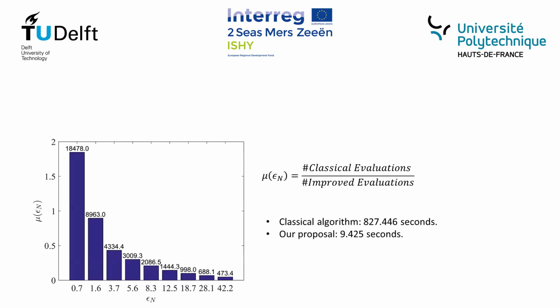We can see the illustration in the example. When we look at the relationship between the number of evaluations for the classical and the improved algorithm, we can see a high improvement, not only in the Hamiltonian evaluations, but in the time required to solve this problem. Thank you very much, and I look forward to answering all your questions.